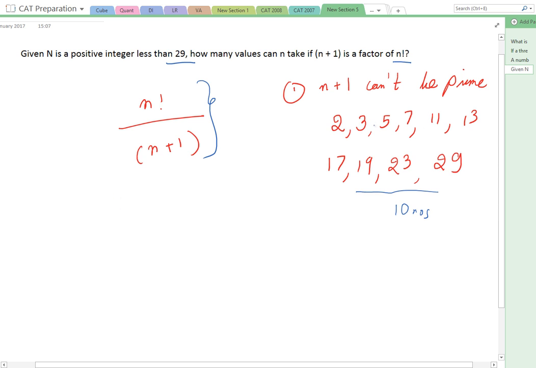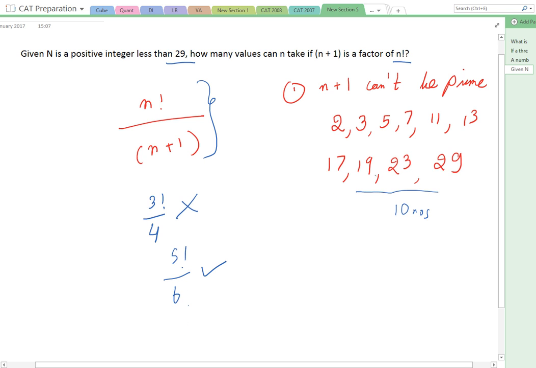So we have taken care of 1, 2, 3 we haven't taken care of. So 3 factorial by 4 will not be an integer. So this is eliminated. 4 factorial by 5 we have already taken care of here. 5 factorial by 6 will be fine. And if you count a couple more, you will soon realize that there is no other number.